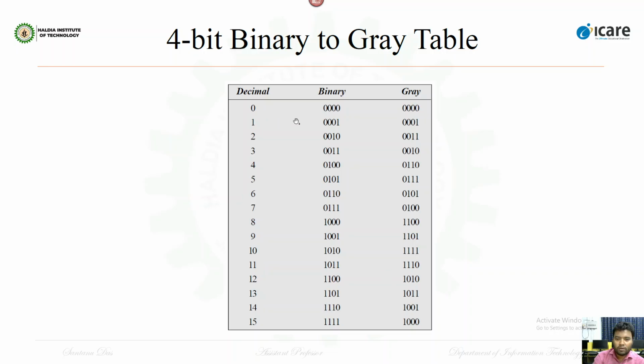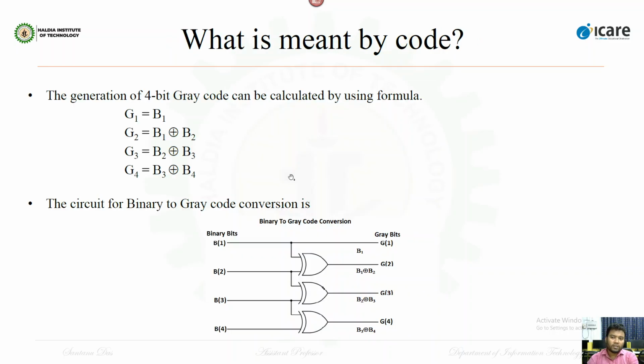This is the truth table, or you can say the whole conversion of binary to gray code from 0 to 15, that is the 4-bit representation. And this is the conversion circuit of binary to gray code.